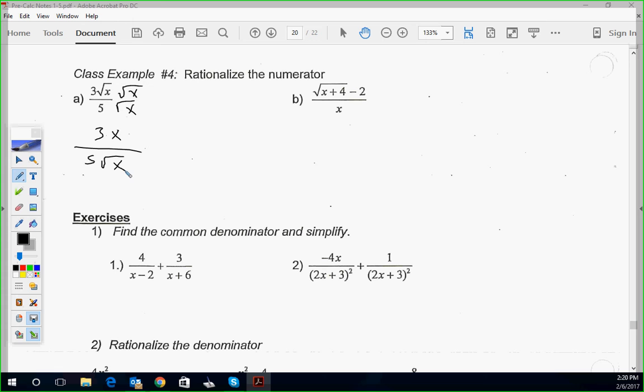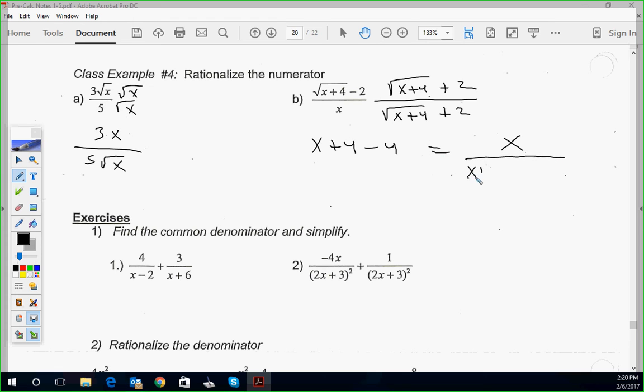Okay, and lastly, b, I got to use the conjugate because it's a binomial. Again, it's nice. I'm going to use the monomial on the bottom there, so it's not that hard. So the top's simply going to be x plus 4 minus 4, which is also nice because the 4's cancel. So top is simply going to be x. The bottom is going to be x root x plus 4 plus 2x. And that's as far as you can go.